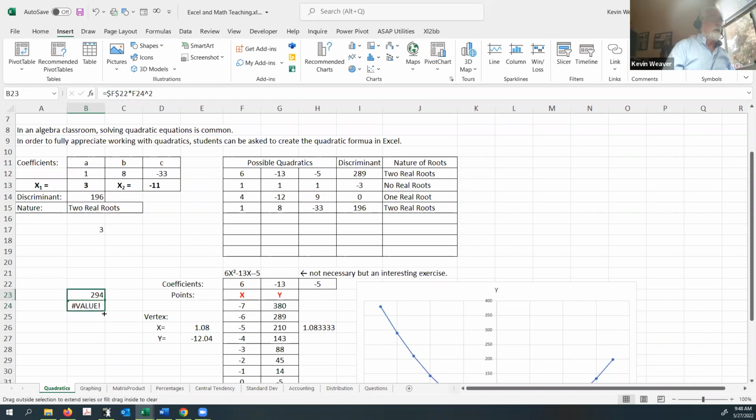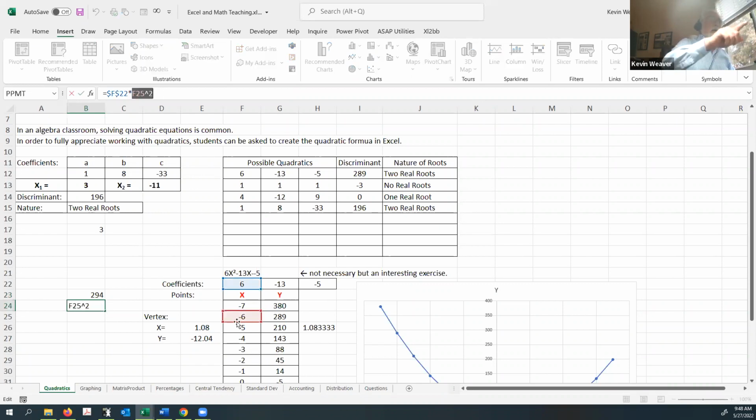And watch, when I drag it down, I got the number I wanted because it says square that -6. Notice it highlights it to show you. And then multiply it absolutely, positively by the 6 that's up in F22. So that's the purpose of the $ sign.